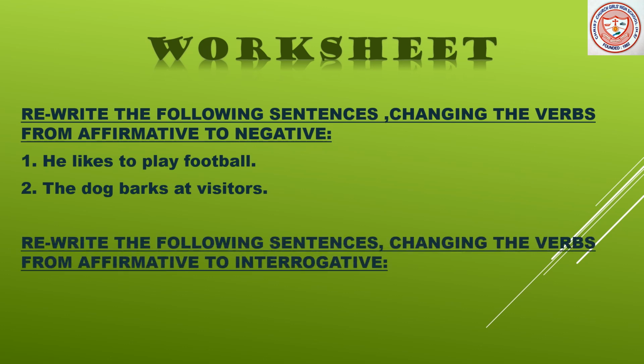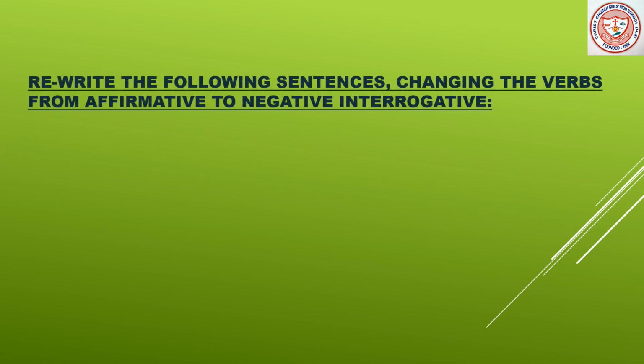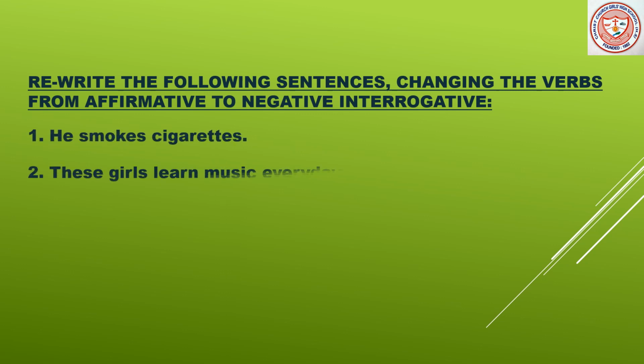Next instruction. Rewrite the following sentences, changing the verbs from affirmative to interrogative. Number 1. The machine is building the wall. Number 2. The sun sets in the west. Students, follow the next instruction. Rewrite the following sentences, changing the verbs from affirmative to negative interrogative or interrogative negative. Number 1. He smokes cigarettes. Number 2. These girls learn music every day.